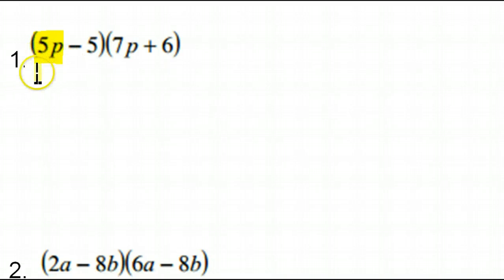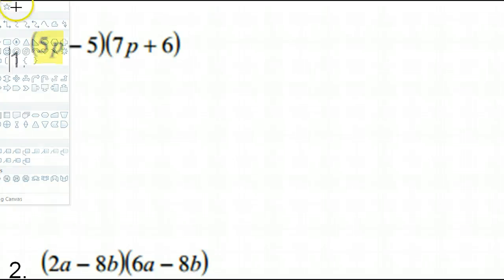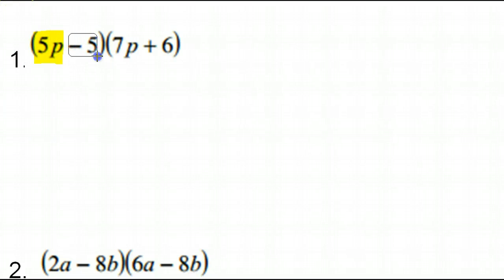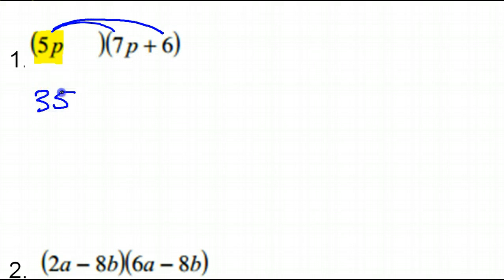So first, look at the 5p. Don't pay any attention to this -5 over here. Pretend like that's not there. Instead just focus on the 5p. If I take this and do the distributive property with it, then I've got 5p times 7p. So that's going to be 35p squared. If I do 5p times 6, that's going to be 30p.